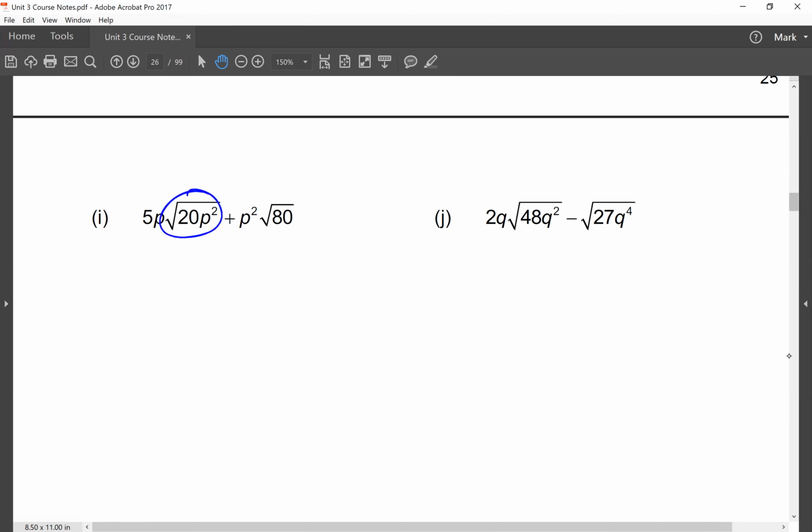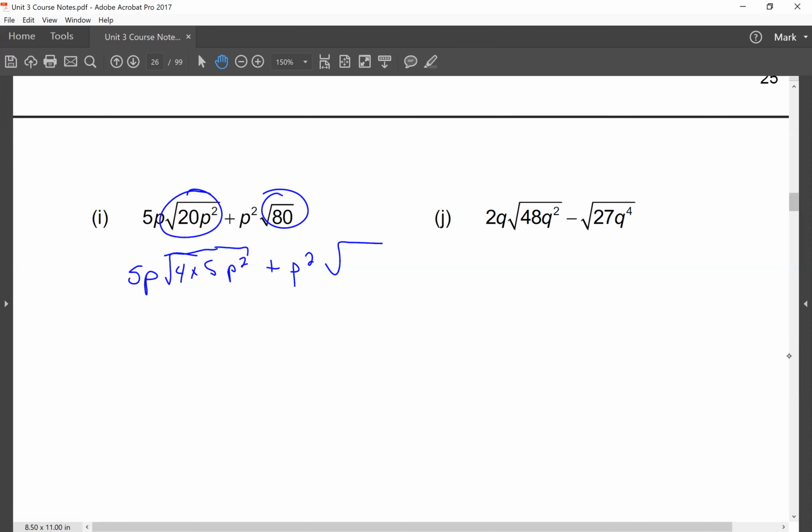Well, the challenge here is I definitely need to get what's under that root sign equal. So 5p root, how can I simplify this? Well, 20 can be written as 4 times 5. And of course, I can take the square root of p squared. I'll just leave that in there for now.